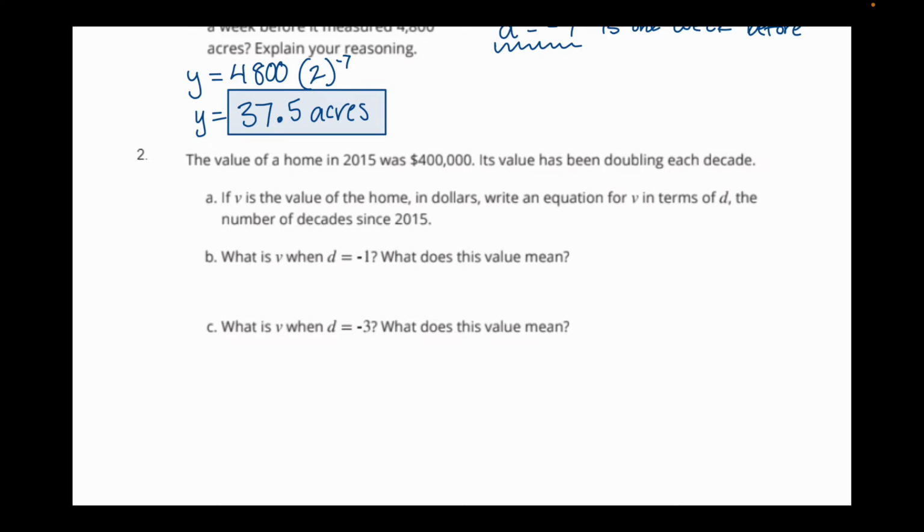Okay, so we're going to start with our initial value. Actually, we're going to start with V. V equals the value. And we're going to start with our initial value, which was the 400,000.